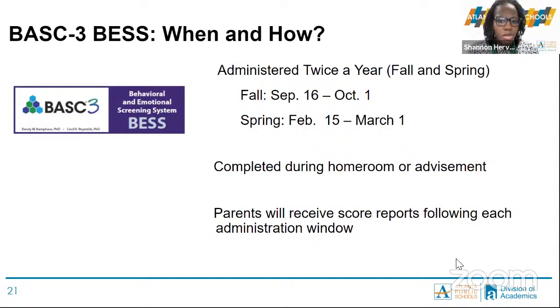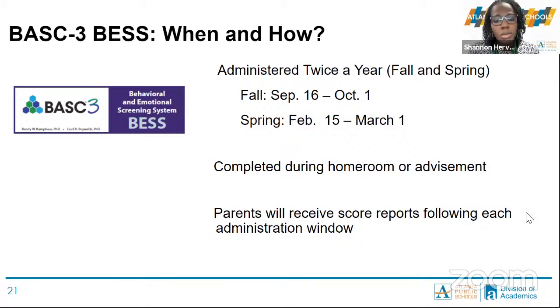The screener will be administered twice per school year, once in the fall and once in the spring. The fall administration window opened September the 16th and closed October the 1st. The spring administration window will open February the 15th and close March the 1st. Screening was completed during a student's homeroom period, advisement period, or during the period designated at the school level. Parents will receive a score report following each administration window. And for the fall administration, parents could have expected student reports to be sent home as of last week.